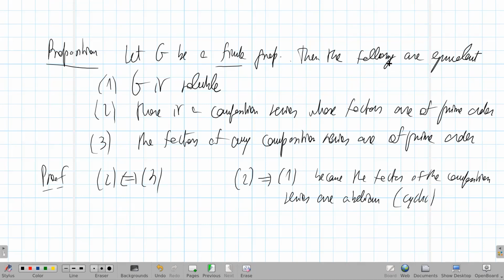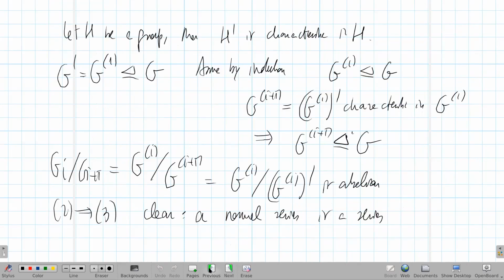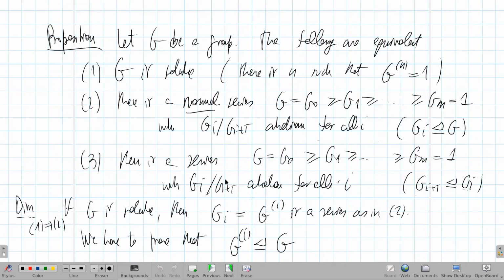So this implies soluble, and 1 implies 2. Well, this is clear because, you see, if G is soluble, then there will be a series, for instance the derived series, which has all abelian quotients. This is just a series.